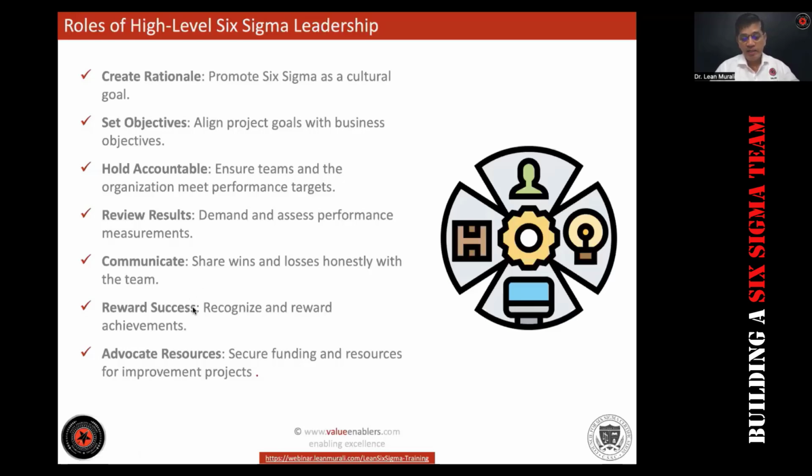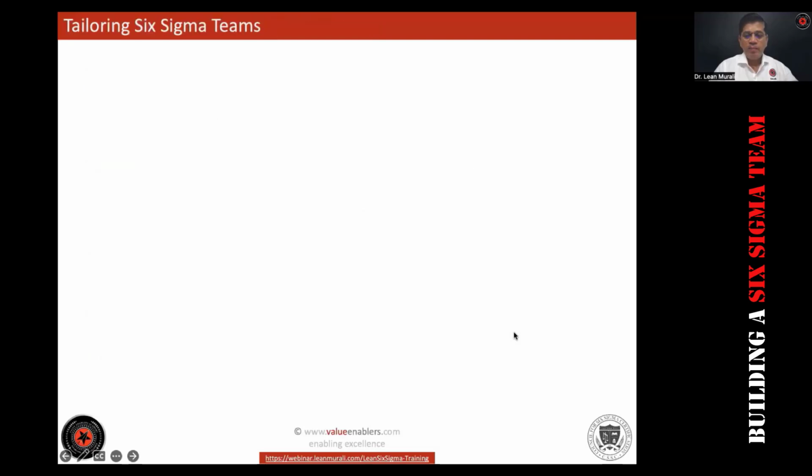Six Sigma leadership. Okay, I'll be going through it a little faster because these are all simple English. All you need to know is what some of the roles and responsibilities are, how the Six Sigma structure, with sponsors, champions, team members, all that is made. Okay, let me go to the next one.